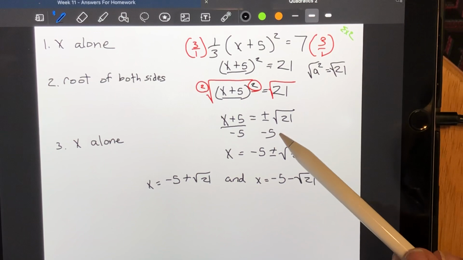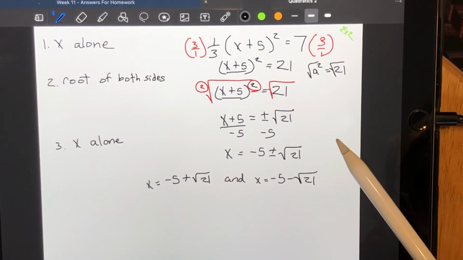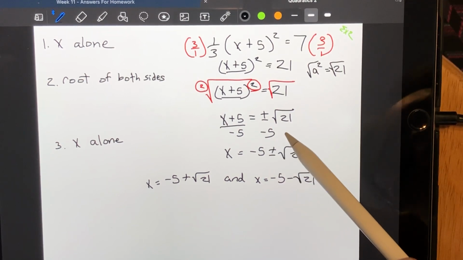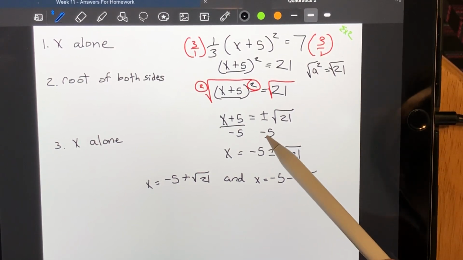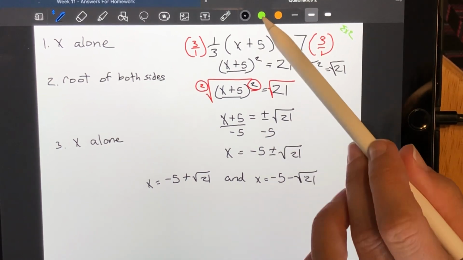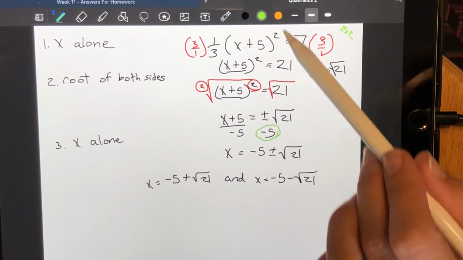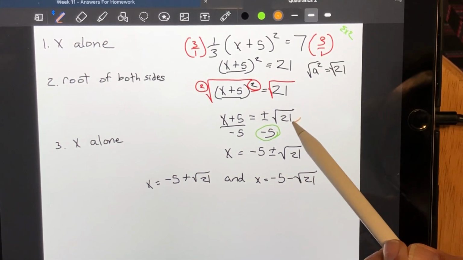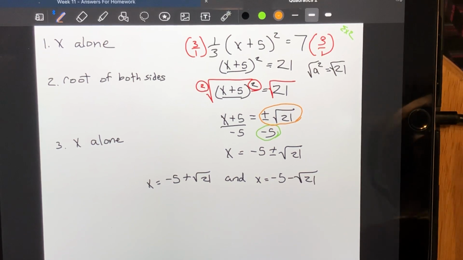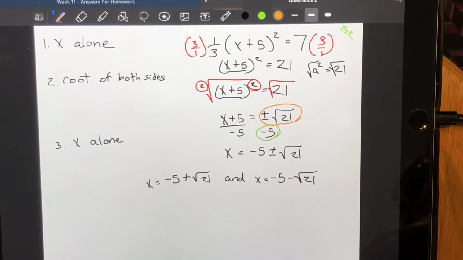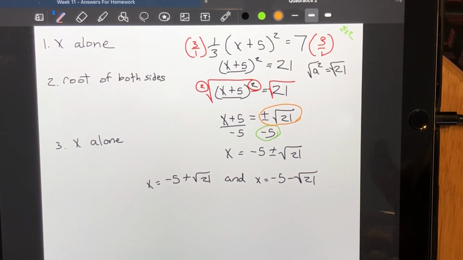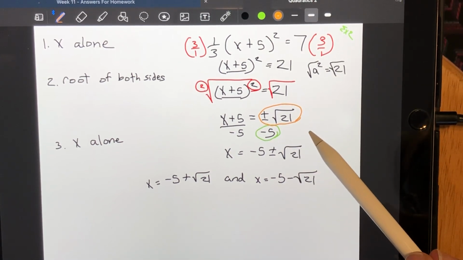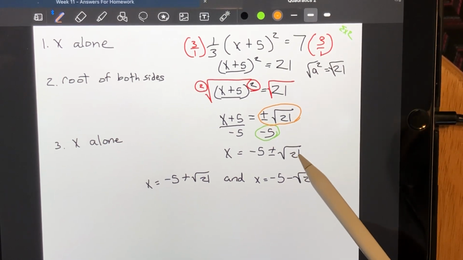Now, the rule on this side is, remember, we can only add and subtract like families. Well, my negative 5 here is not a root. It is one family. It might be this green family. My square root of 21 is a root. It is a completely separate family. They cannot be joined together. This is not negative 5 and 21 getting us 16 as an answer.